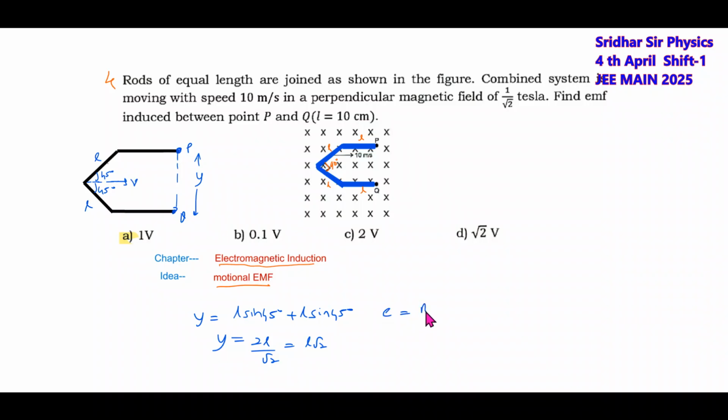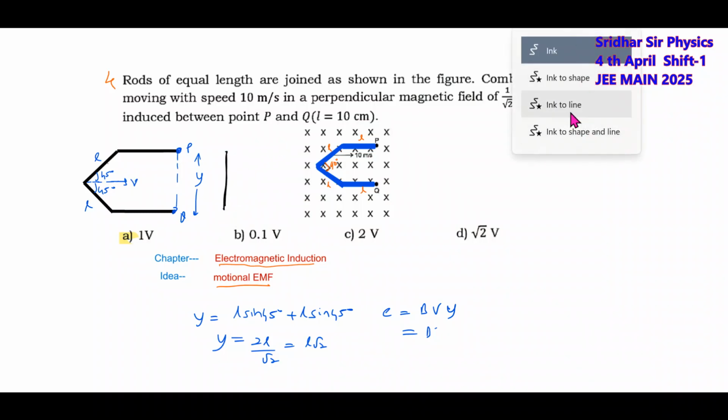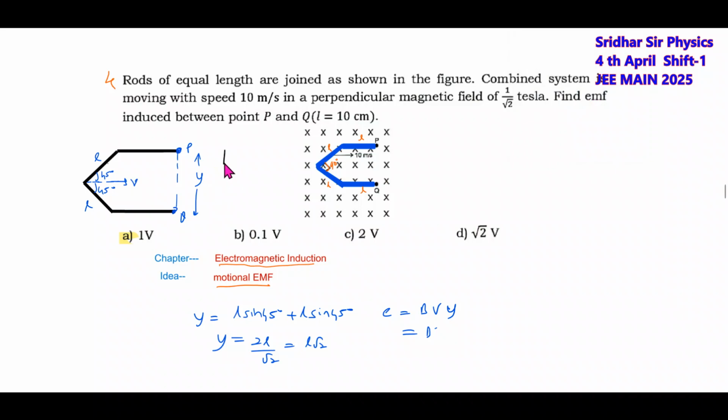Then what is the EMF induced? BLY, so BVY. Everything will behave like one effective rod like this. What is the length of the rod? Y only.